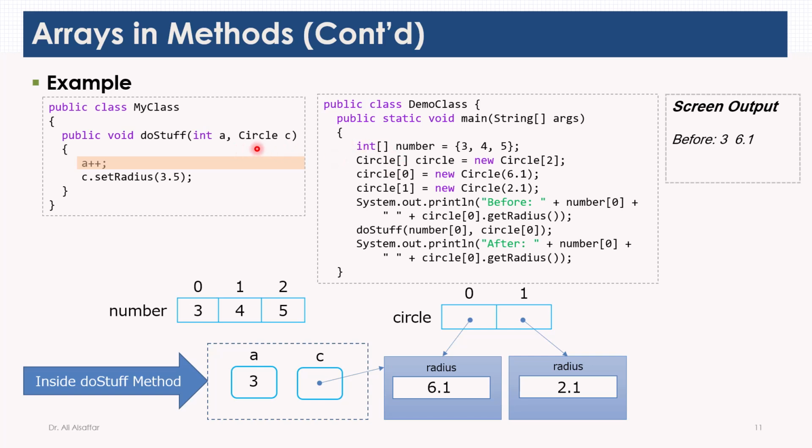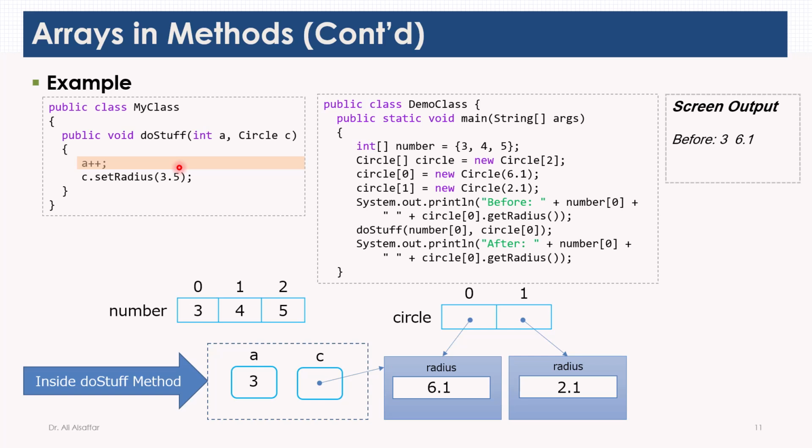Where is the actual parameter for this formal parameter? We have circle 0. And what is inside circle 0? Inside circle 0, we have a reference to an object of type circle. This reference is copied to C. So that means C and the reference circle 0 are pointing to the same object. And this is why we are drawing an arrow from the variable C pointing to the object that is the same object pointed by circle 0. In other words, this object can be accessed from two different references. One from the index variable circle 0 when we are inside main, and the other one from the variable C when we are inside the doStuff method.